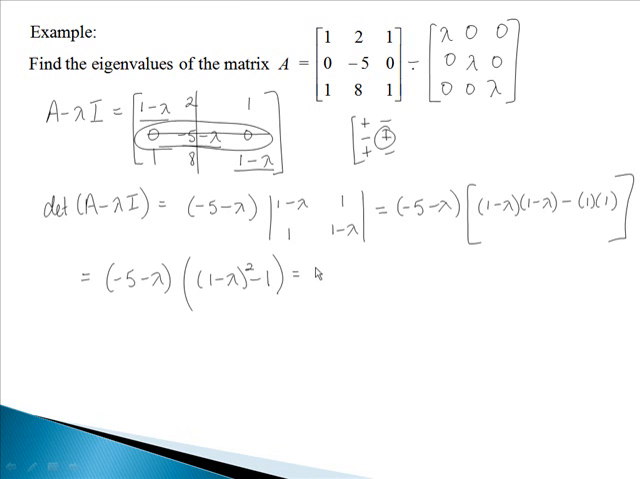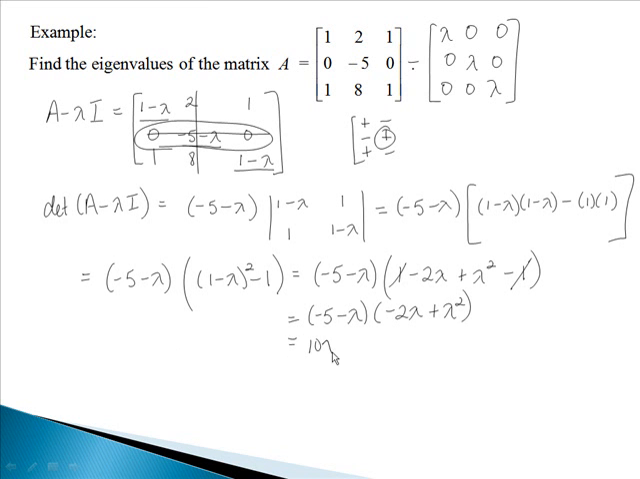So I'm going to FOIL that out. I have -5 minus lambda multiplied by 1 minus 2 lambda plus lambda squared and then minus 1. So the 1's cancel, and I end up with -5 minus lambda times -2 lambda plus lambda squared. And now we're going to FOIL that out, and we will end up with 10 lambda minus 5 lambda squared plus 2 lambda squared minus lambda to the third.